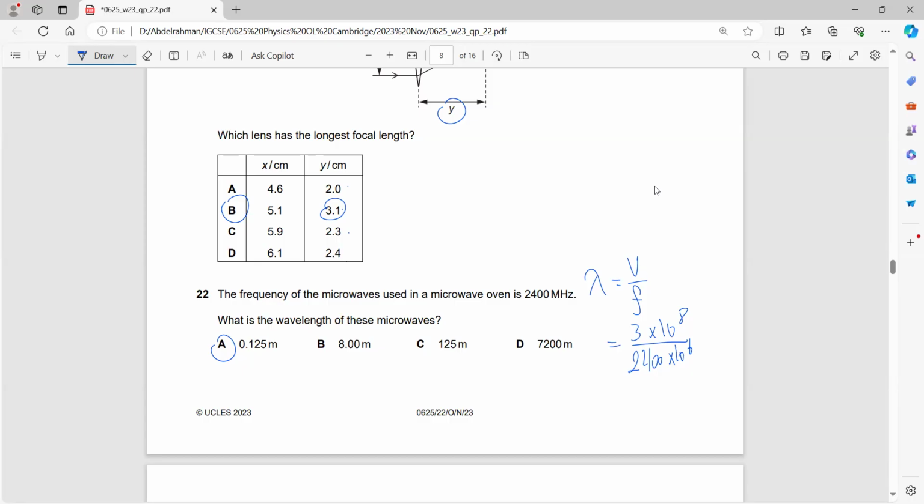And then a billion is how much? To the power of 9. A billion would be, for example, gigahertz. Actually, you can write this down as 2.4 gigahertz. Okay? This could be written down as 2.4 gigahertz.